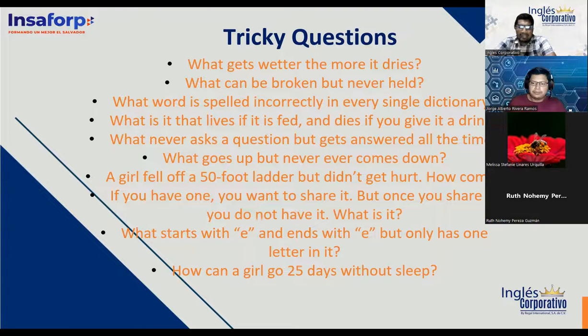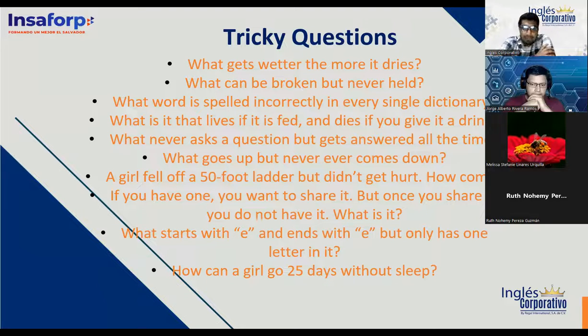Ya después, cuando hayan terminado, o sea, después de un tiempo prudente, vamos a regresar y ahí sí, ¿verdad? Cada grupo va a ofrecer su percepción acerca de cuál sería como la respuesta más apropiada para cada una de las preguntas. Now, the tricky questions that we have are the following.